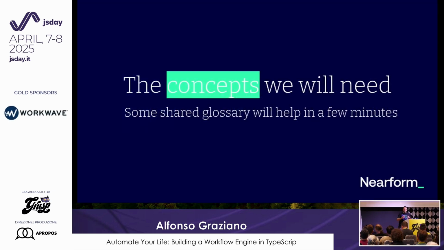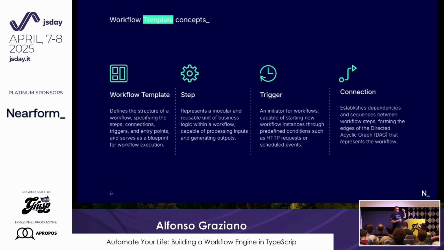We need a few concepts. We need a little bit of glossary that we can reuse to understand the concepts better. So first of all, we have a template. It's like when you define a class: you define all the methods and the attributes. And in this case, we need to define a template, like a blueprint of our workflow.